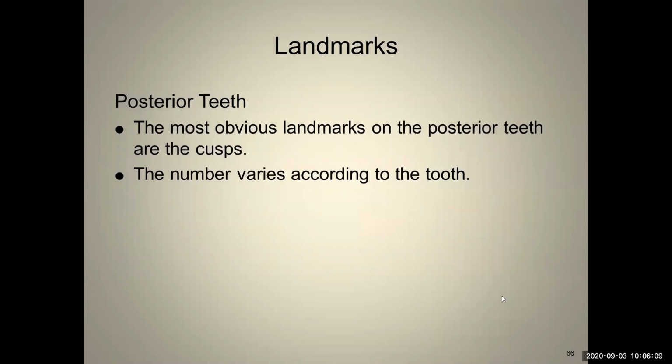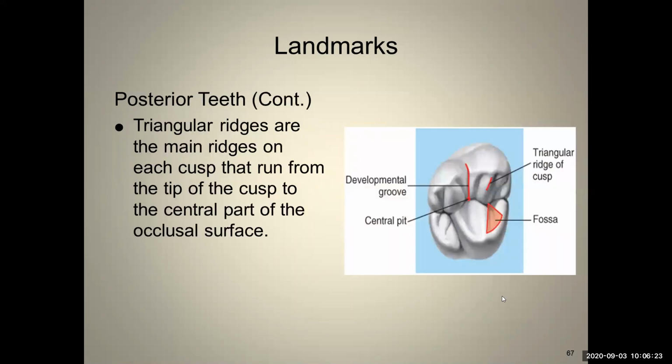Okay, the posterior teeth. The most obvious landmarks of the posterior teeth are the cusps. The number of cusps varies according to the tooth. Remember, the first molars have five cusps and the second molars have four cusps. Ridges are slight elevations. Triangular ridges are the main ridges of each cusp that run from the tip of the cusp to the central portion of the occlusal surface.